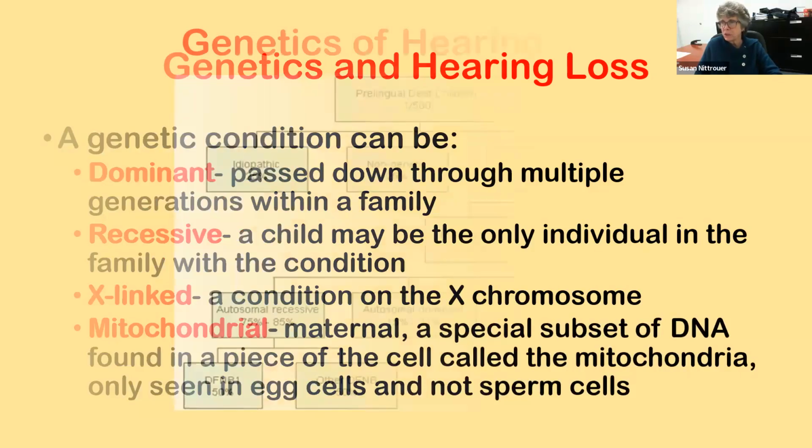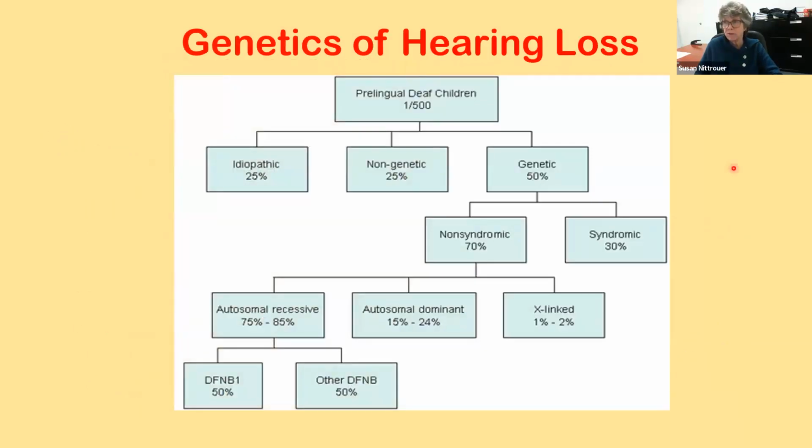Okay, so let's look at the prevalence of genetic hearing loss. First of all, here you can see that this is telling us that about 1 in 500 children are born with congenital hearing loss. I think that's a little low. It's probably more like 1 in every 330, so 3 in 1,000.